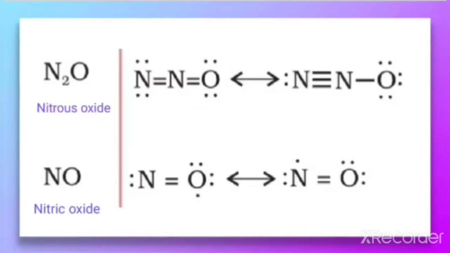Let us discuss the structures of the oxides of nitrogen, that is nitrous oxide. The structure is given here. The two resonating structures are given here. Nitric oxide, the structure is given. Since an odd electron is present in this, you can see the odd electron here, so it does not follow the octet rule.